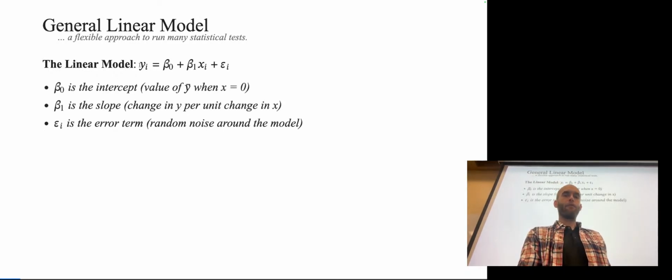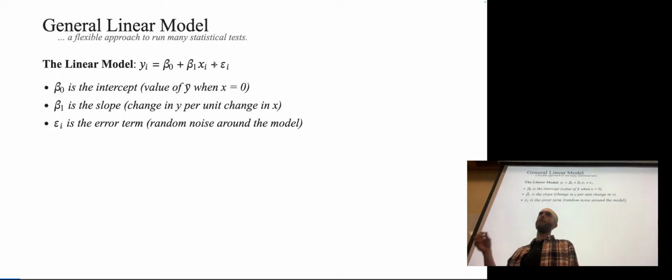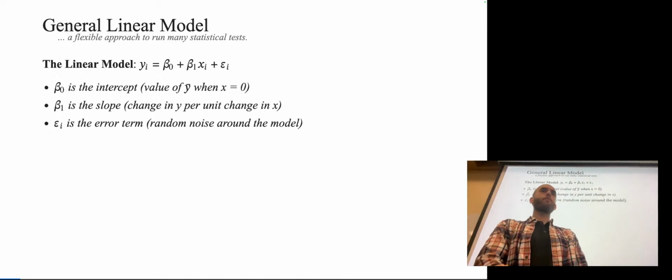So we have our linear model. We're just simply drawing a line. We have our y variable. We have our intercept coefficient. We have our slope coefficient. We have our x variable. And then we have some error term. And this error term was just essentially how wrong the model is for each individual data point.